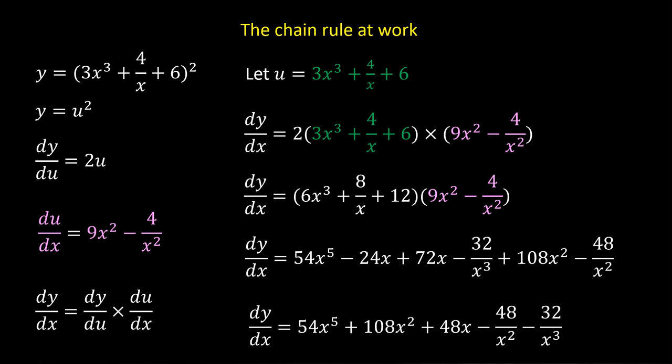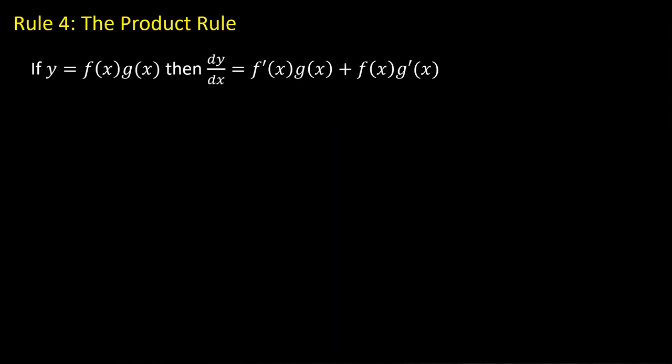The final rule we require is a rule for when we have one function multiplied by another, as now shown on the screen. If we have two functions f(x) times g(x), then the derivative is f prime x times g(x) plus g prime x times f(x). In order to prove this, we shall use the h approaches zero instantaneous rate of change equation.